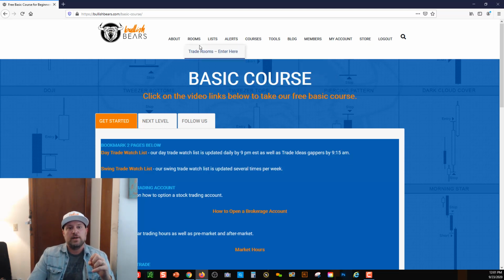We have right up here our trade rooms. We have three different trade rooms. We have a day trade room where we do penny stocks. We have a universal trade room where we do all different types of trading styles, swing trading, options. And then we also have futures. So we have all different types of trading styles.